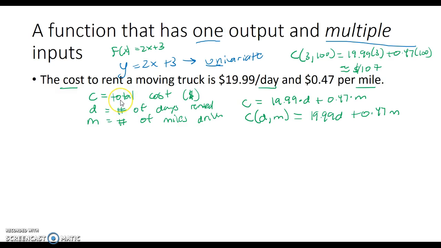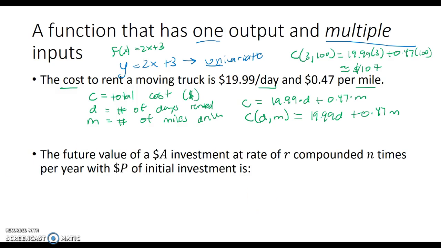Typically we'll reduce the total cost down to just looking at one day. But the function actually works this way. This is what they type into their computer: how many days you had it for, how many miles you drove, and they get your total cost.